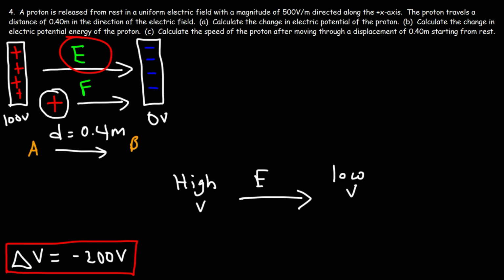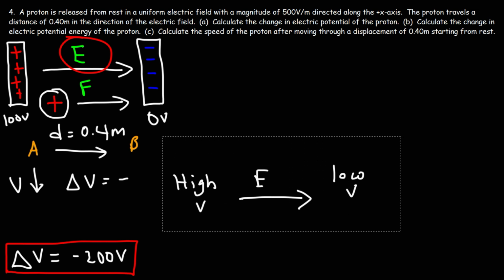So as the proton moves from, let's say, point A to point B, the potential is decreasing. If the electric potential is decreasing, then the change in potential is going to be negative. And so we can see why we have this answer, negative 200. The negative sign makes sense. As the proton moves in the direction of the electric field, it's going to move from a high potential to a low potential, and so the change in electric potential should be negative.